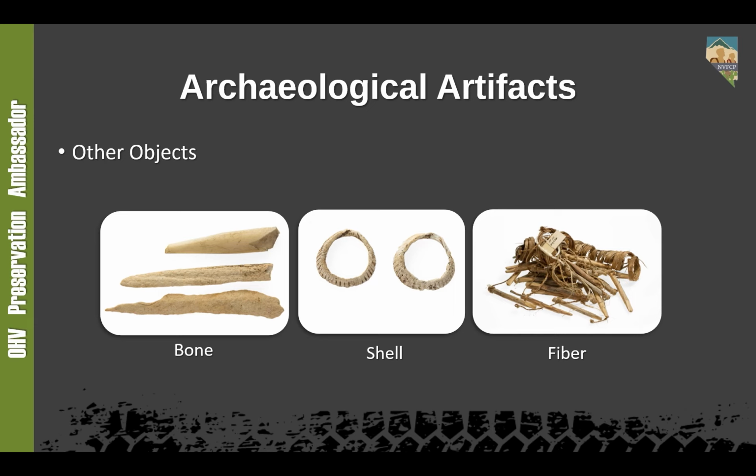And other objects you may come across that do preserve a little bit are bone, shell, and other fibers. And these will, again, have to have been made, used, or modified by humans, so it's less likely that you're going to be able to identify these or that you're going to find them at an archaeological site. But if you do, they're pretty darn cool, and we hope, again, take a picture and share that with us.